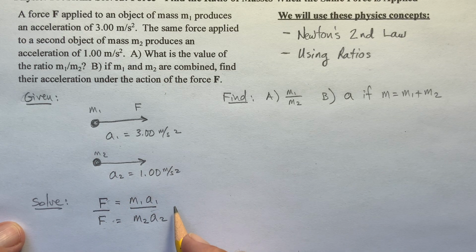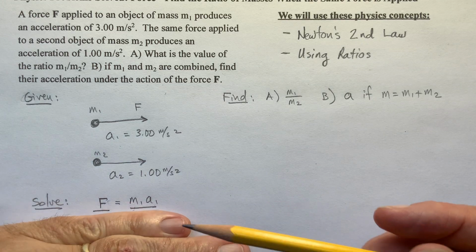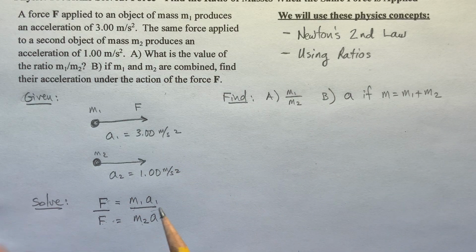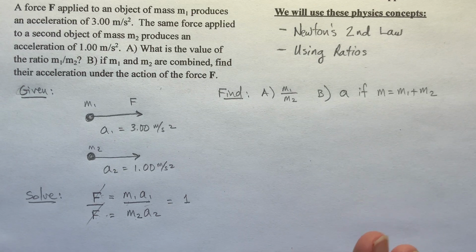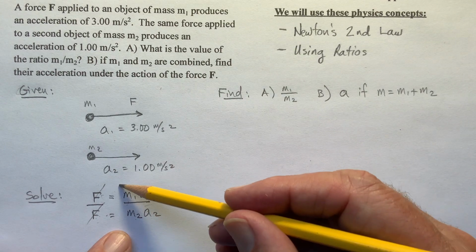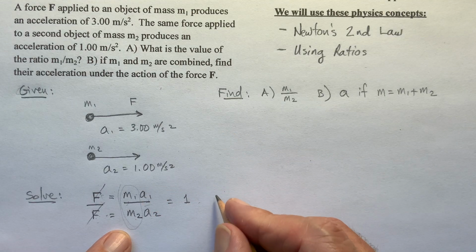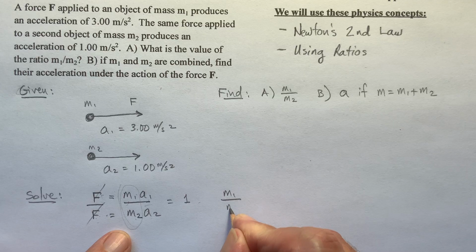This is Newton's second law. If you have a net force, it will cause an object to accelerate. The amount of acceleration depends on the mass. Okay, so since F equals m1 times a1, F also equals m2 times a2, I can write it as a ratio like this. And of course, F divided by F is 1, so this is equal to 1. And now I can solve directly for what I'm trying to find. I'm trying to find m1 over m2, so I just need to put these on the other side, and when I do that, I get m1 over m2.